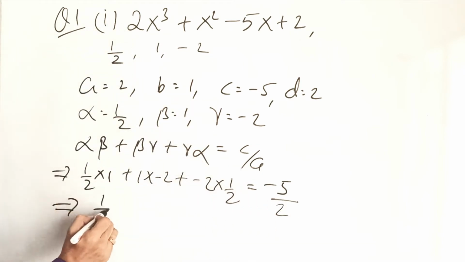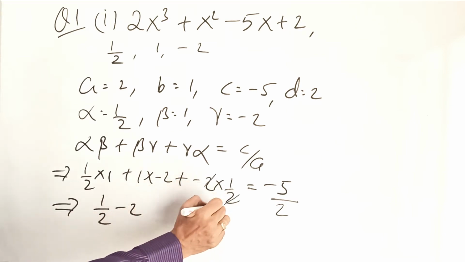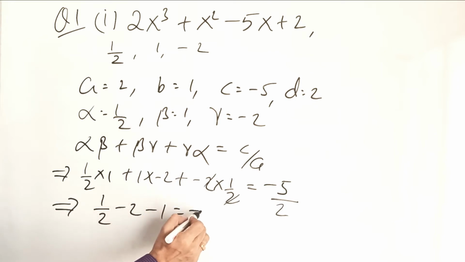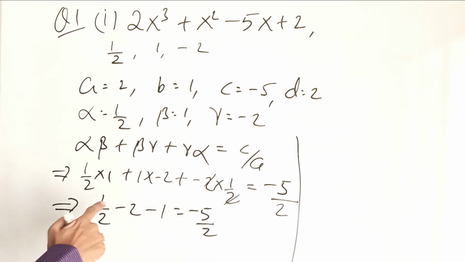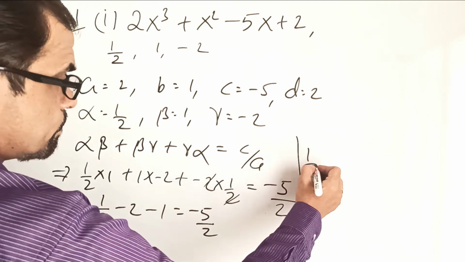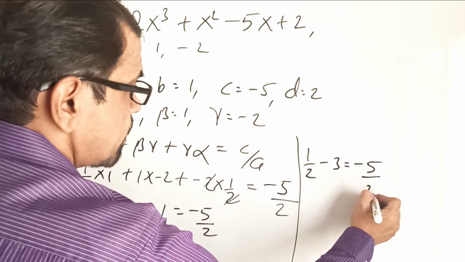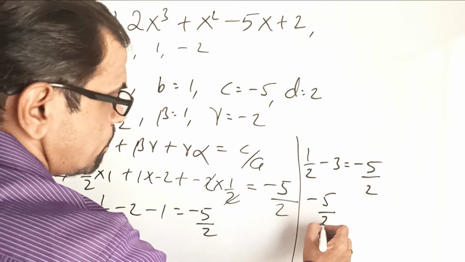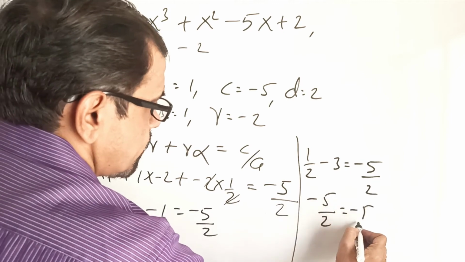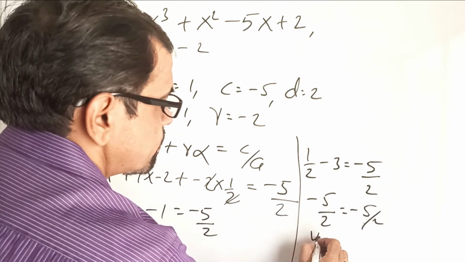So this will be 1 upon 2 minus 2, and this 2 will cancel, minus 1 is equal to minus 5 by 2. So this will be 1 by 2 minus 3 is equal to minus 5 by 2. So 1 minus 6, this is minus 5 by 2 is equal to minus 5 by 2. So this is also verified.